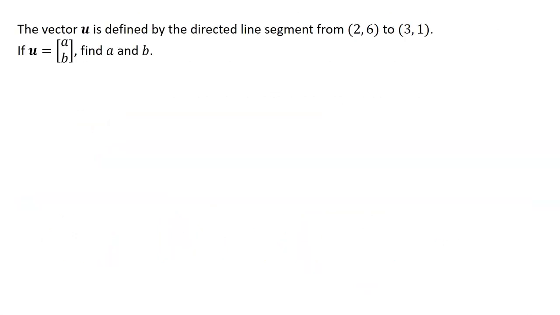Okay, here I'm defining the vector as a movement from the coordinates 2, 6 to 3, 1. If I'm representing U as a column vector, I need to find the numbers that A and B represent. So let's have a quick diagram. Here's A at 2, 6, here's B at 3, 1. This is my vector here. So you should already have an idea in your head of whether your A is going to be positive or negative, and whether your B is going to be positive or negative.